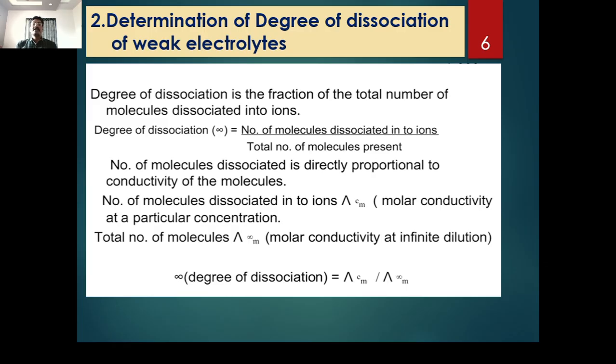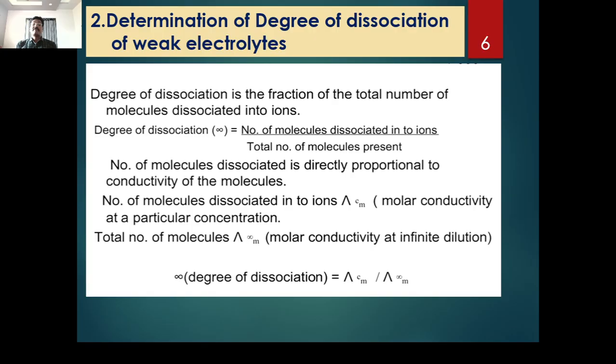The second application is the degree of dissociation of a weak electrolyte. The degree of dissociation of a weak electrolyte is calculated by using the Kohlrausch law. The degree of dissociation, alpha, is nothing but the number of molecules dissociated into the ions divided by the total molecules present. That means the fraction of the total molecules that get dissociated is the degree of dissociation.